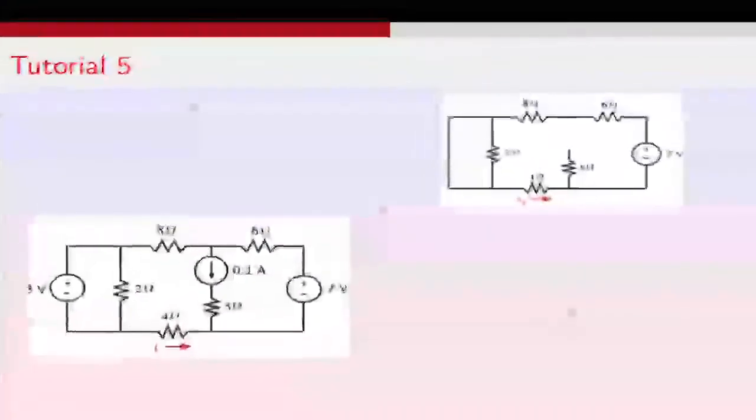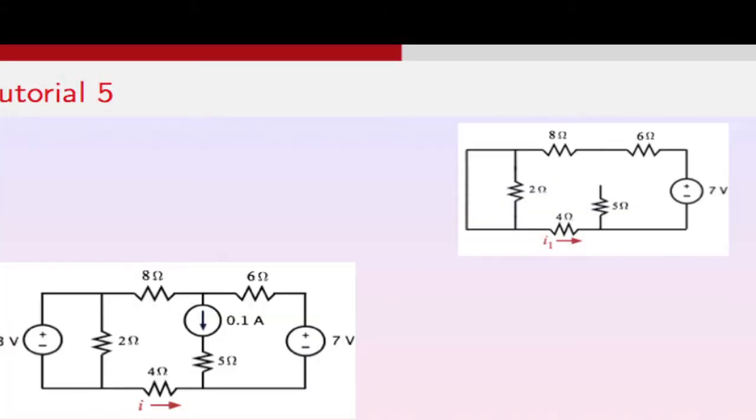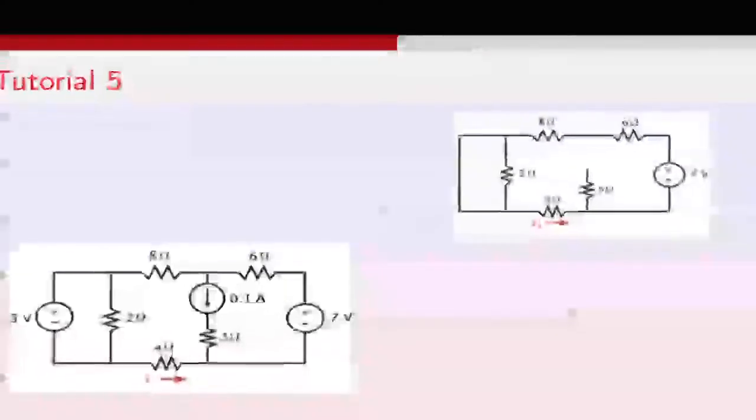The 0.1 amp current source is deactivated by removing it or opening the circuit. The 3-volt voltage source is deactivated by replacing it with a wire. Notice that the current through the 4 ohm resistor is labeled as I1 now because the circuit has changed.